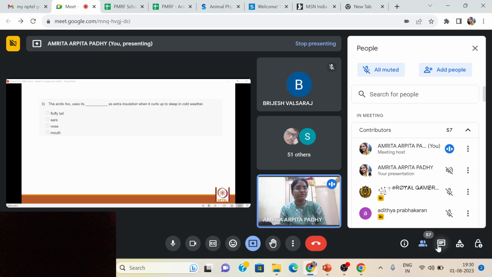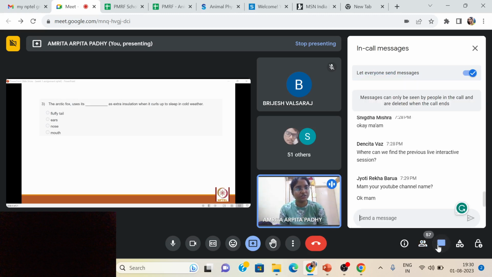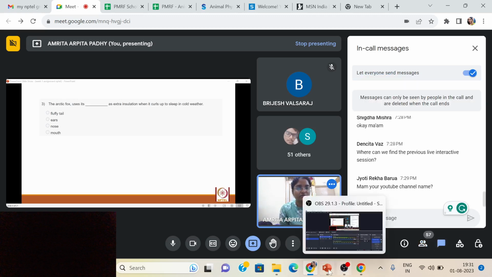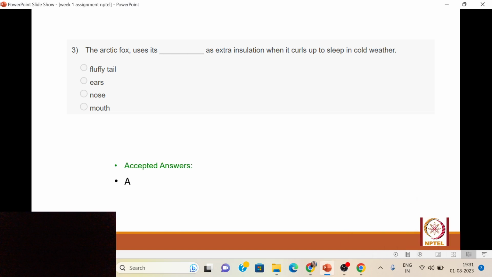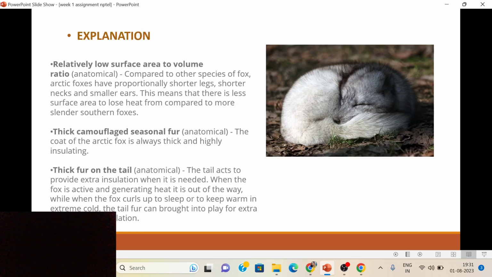Okay, I hope everyone is done with the third question's answer. We'll discuss the correct answer to this question. The correct answer is A, fluffy tail. The Arctic fox uses its fluffy tail as extra insulation when it curls up to sleep in cold weather. Here you can see the Arctic fox, how it has curled up and used its fluffy tail to act as an insulator during cold weather.